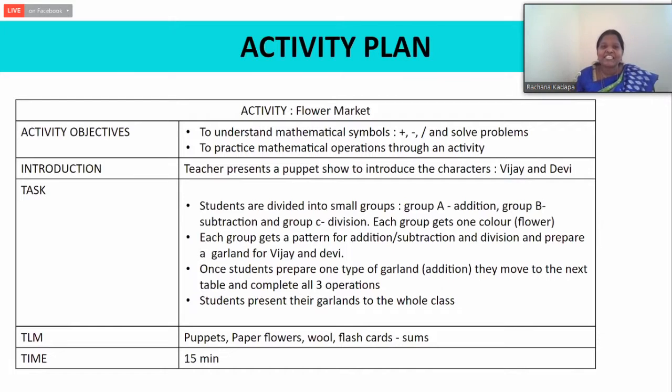And then introduction. Teacher presents a puppet show to introduce the characters Vijay and Devi. In the textbook, Vijay gives Devi 23 flowers and asks her to make 2 garlands.